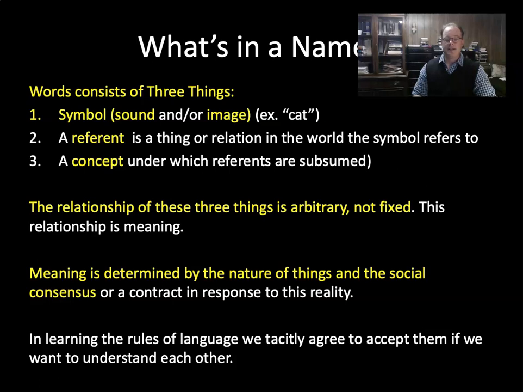Then there's the concept of a cat. I'll ask you right now, is your concept of a cat the same as mine? Right? So the cat is the concept under which all the referents are subsumed. The concept is like a category under which, let's say you've seen 100 cats in your life. For some reason, you all call them cats. And you don't call one of them a dog or a camel.